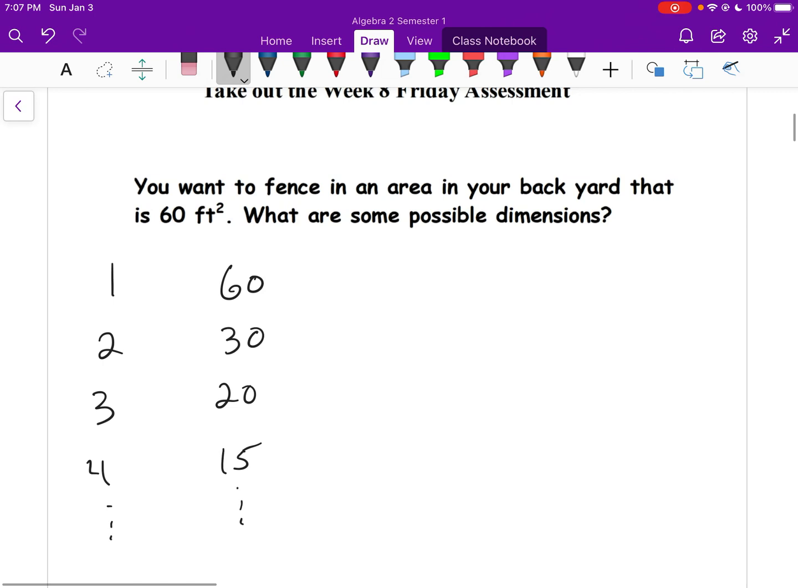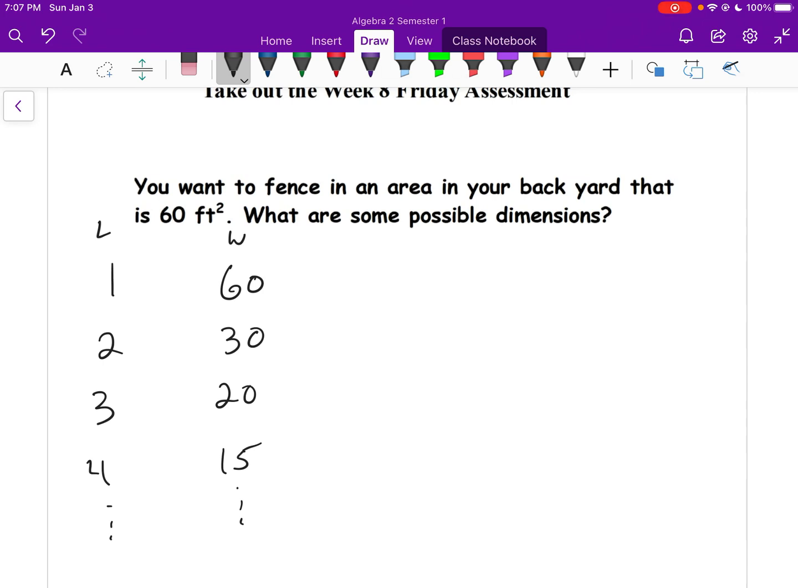What I want us to notice is, if this is our length and this is our width, as that length goes up, the width is going down, and that is an example of an inverse relationship. So in this lesson we're going to talk about direct, inverse, and joint variation.